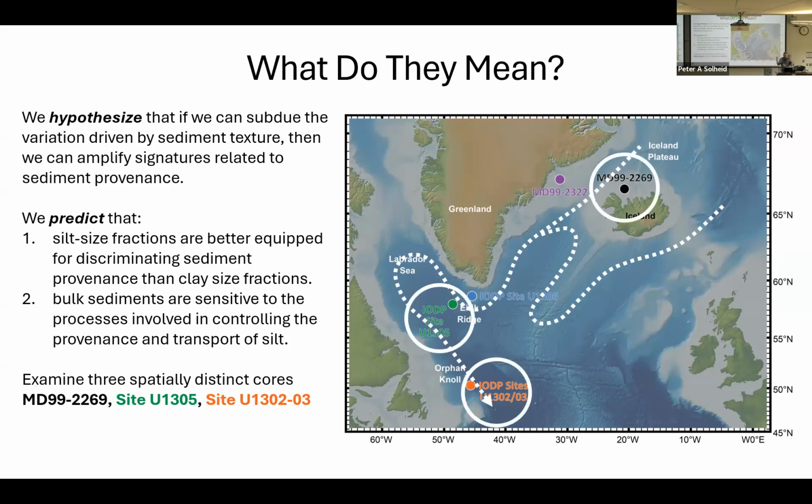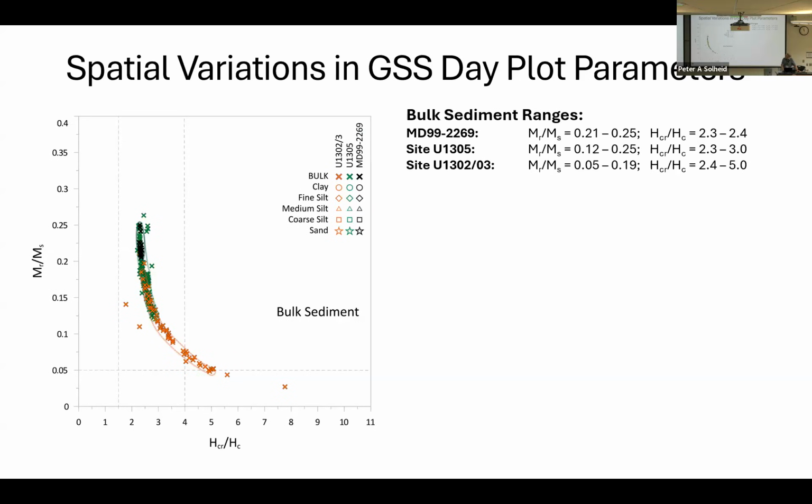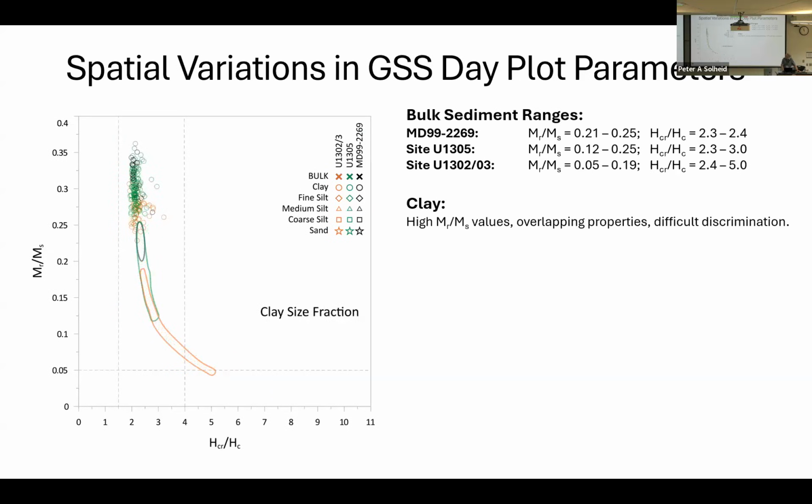So, not to show you everything, but just to show you three sediment cores this time. One dominated by Iceland, one on the Erik Ridge, which integrates Greenland and Iceland material, and then this one in the southern Labrador Sea, which is more sensitive to Laurentide ice sheet instability. So there's our bulk sediments. Our clays all plot on top of each other. We can't really discriminate between the clays. They're really important in the sediment texture, but they're low concentration and they're kind of homogeneous. We can't really tell much about source with them.